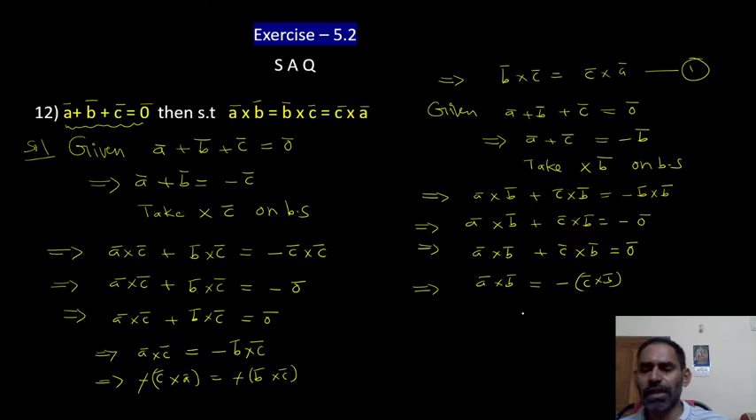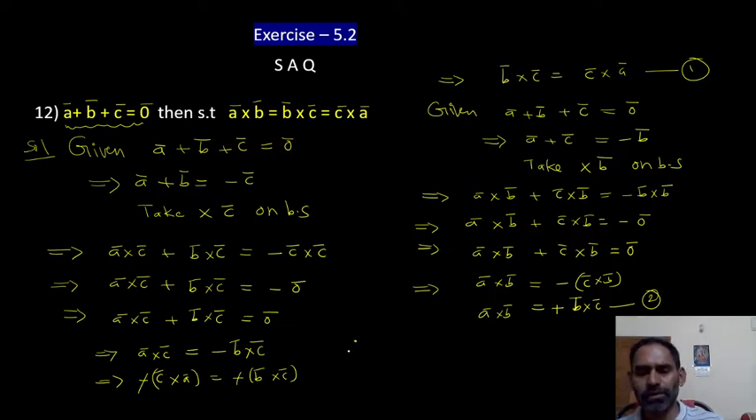If you interchange the order, minus of minus becomes plus. This will be B bar cross C bar. So A bar cross B bar equals B bar cross C bar. This is equation number 2. Here we interchange the order, so C bar cross B bar becomes minus of B bar cross C bar, so minus minus plus. Now from equations 1 and 2 observe this. B bar cross C bar equal to C bar cross A bar. Here B bar cross C bar equal to A bar cross B bar.